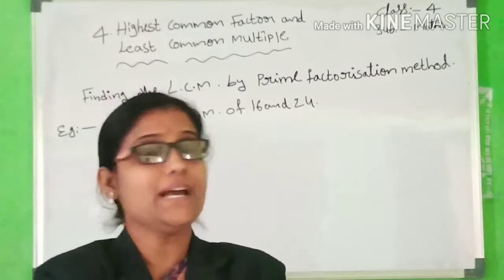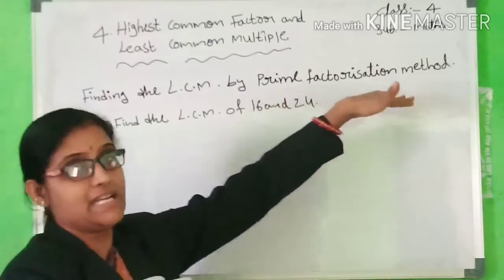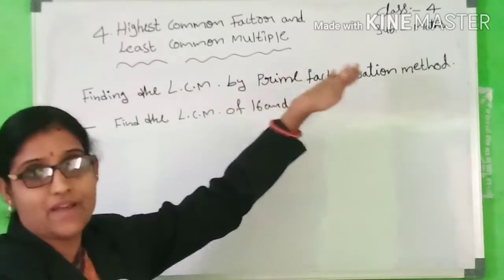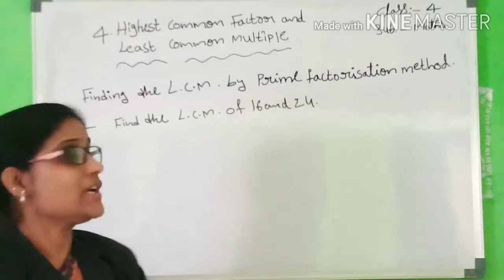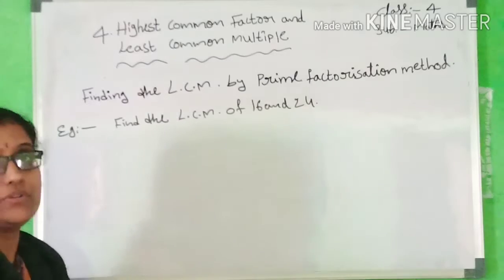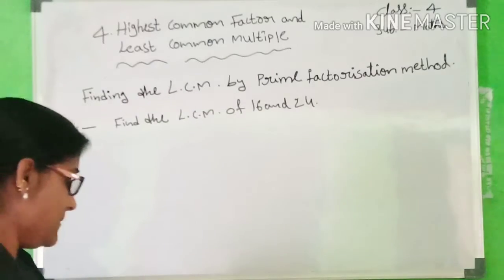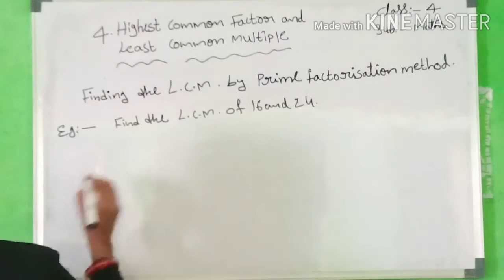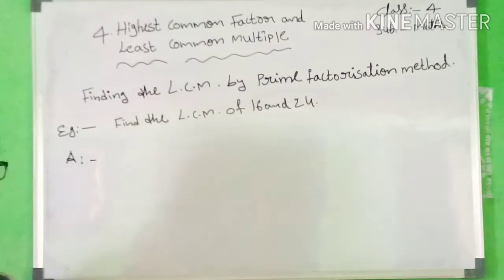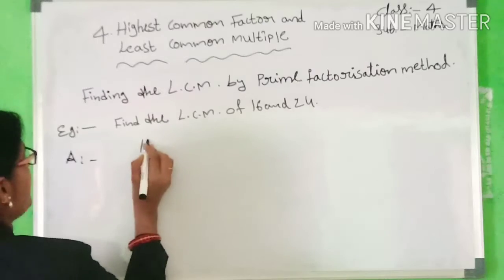Let us start the next method. What is the next method? Prime factorization method for LCM. Okay children. Find the LCM of 16 and 24 using the prime factorization method. Here, first of all you have to find the prime factors of 16.